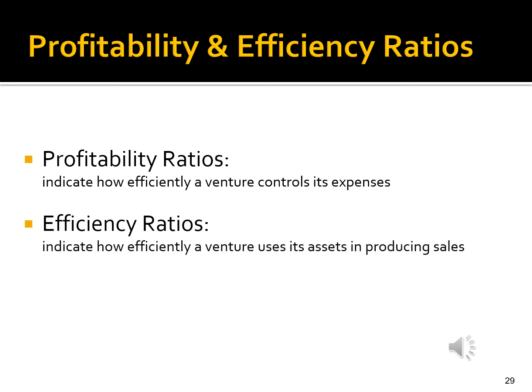Okay, next is the most significant or important part, which is to measure the profitability and efficiency of the financials of the firms. So we have profitability ratios and we have efficiency ratios. What are profitability ratios? They indicate how efficiently a venture controls its expenses based on the profit that they receive, and efficiency ratios indicate how efficiently a venture uses its asset in producing sales. One is to control the expenses, and the other is to use asset to produce sales.